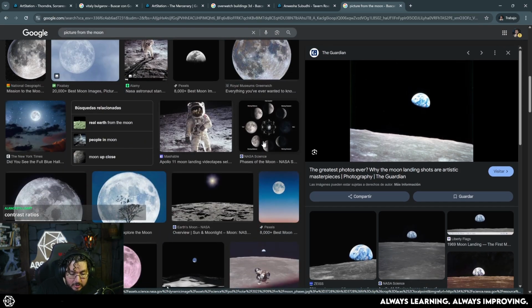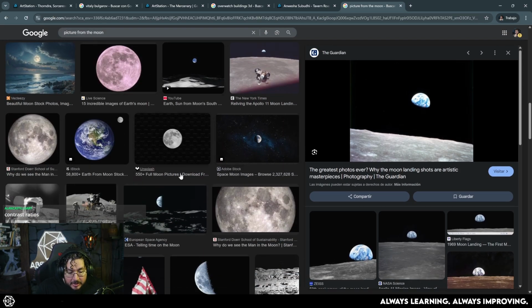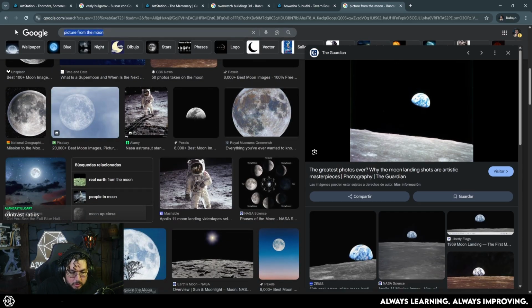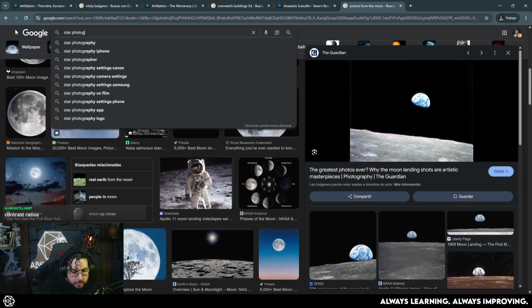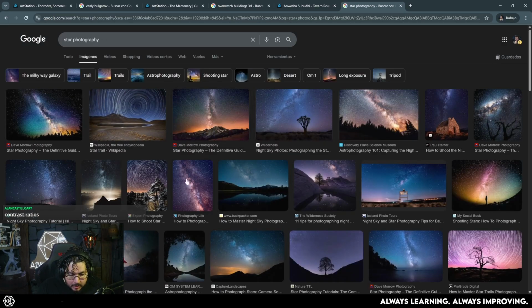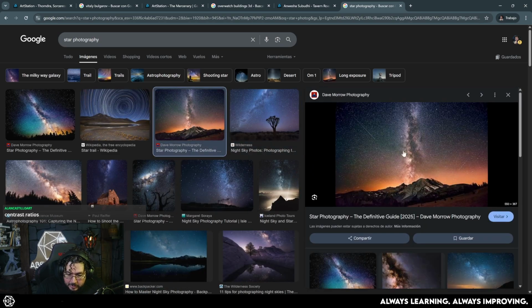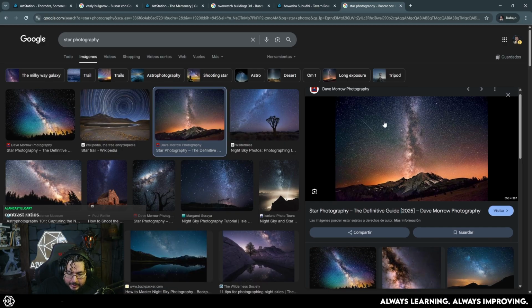And if you're exposing to see the stars, what's going to happen is everything else is going to be blown out of proportion. So if you take a look at star photography, right? Look at this. If you take a picture of this, look at how exposed all of this area over here is, right? Because we're exposing so that we can see, in this case, the galaxies right there.